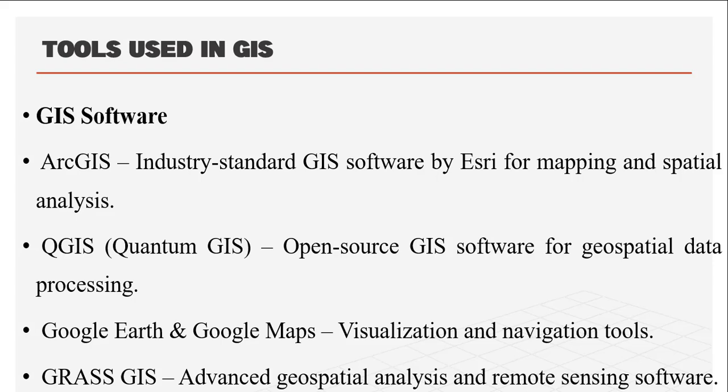QGIS, Quantum GIS, is open source. You just download and install. They left it open. So it is GIS software for geospatial data processing. And then we have Google Maps and Google Earth, visualization and navigational tools, and GRASS GIS, for advanced geospatial analysis and remote sensing software.